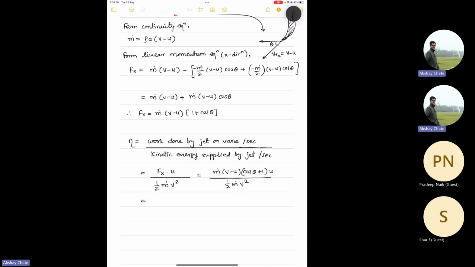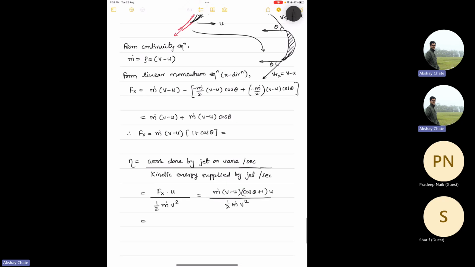Half kinetic energy supplied per second, half m v square. m dot is rho a (v minus u). So this will become rho a (v minus u) whole square, 1 plus cos theta.